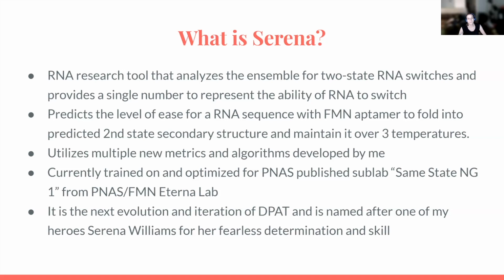It predicts more like how accepting this RNA is of being a switch, and it does this through calculations at 3 different temperatures: 36, 37, and 38, going along with my theory that you can poke around at energies, and if it's stable across energies, then it'll be more stable in the real world.